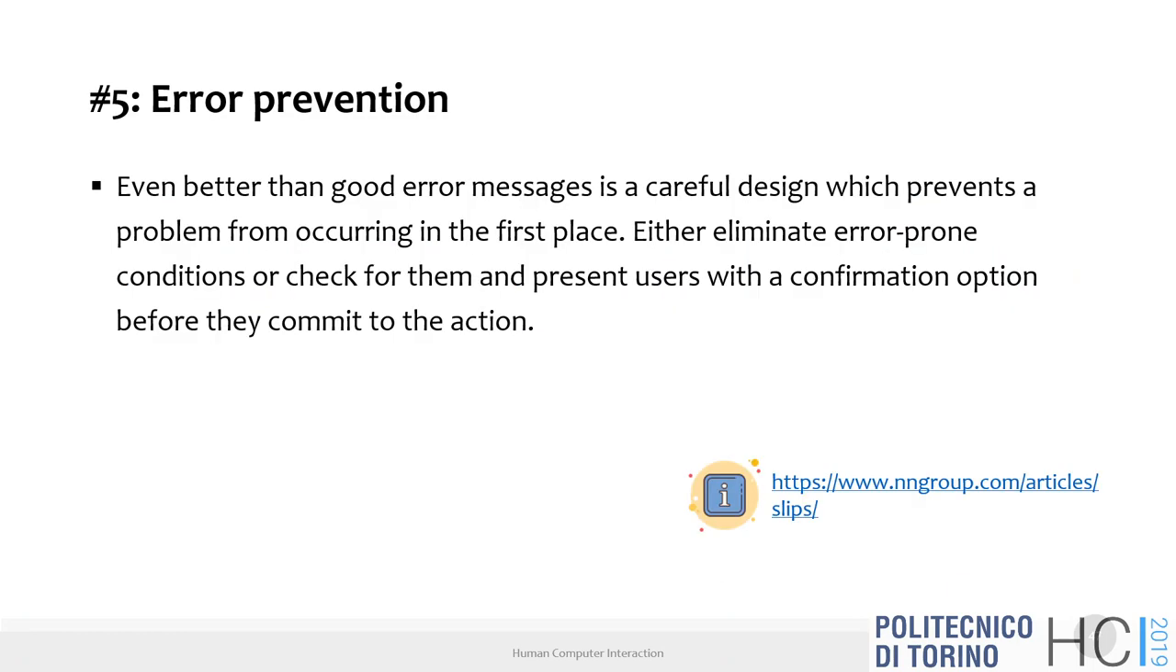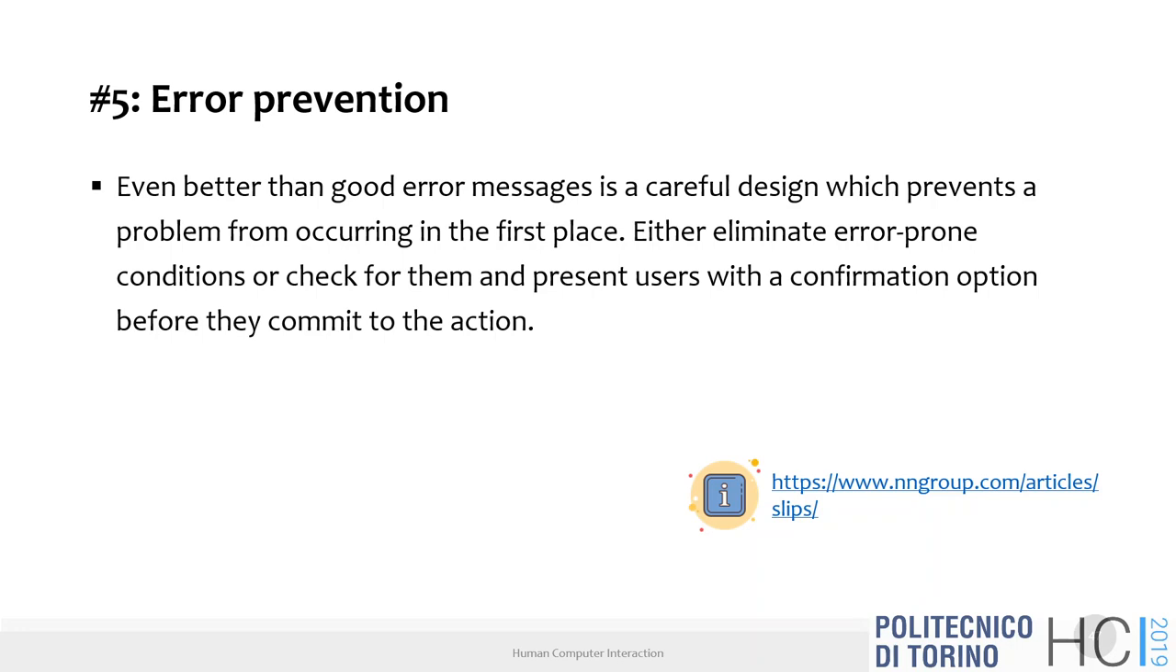Five, error prevention. We need good error messages, but it's better to prevent errors from happening. So we said before that users will make errors. We need the undos, we need cancels, we need the escape action, and so on, if they make errors. But before that, are we able to prevent the error from happening?